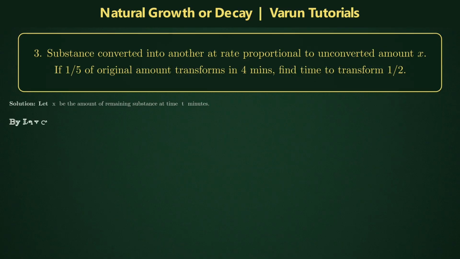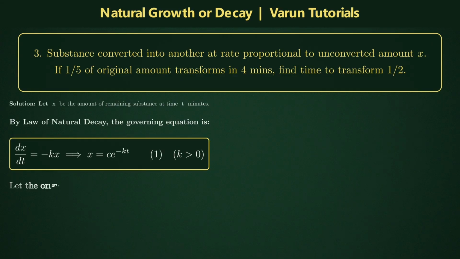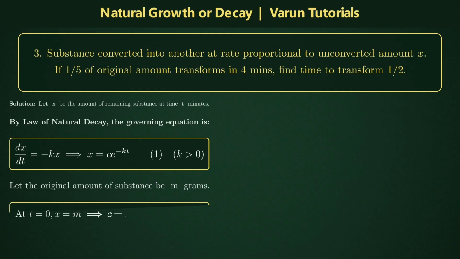According to the law of natural decay, the rate of change is proportional to x. This gives the governing differential equation and its general solution x equals c times e to the power of minus kt. We label this as equation 1. Let m be the original amount of substance at t equals 0. Substituting t equals 0 and x equals m into equation 1, we get c equals m, so x equals m times e to the power of minus kt.